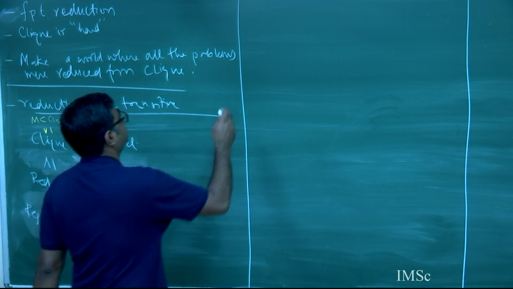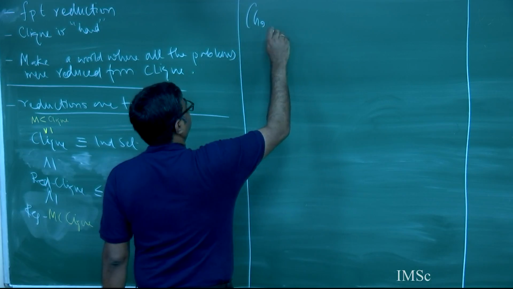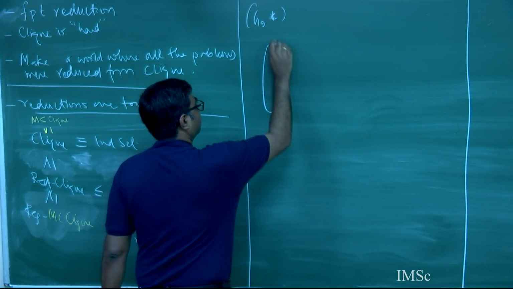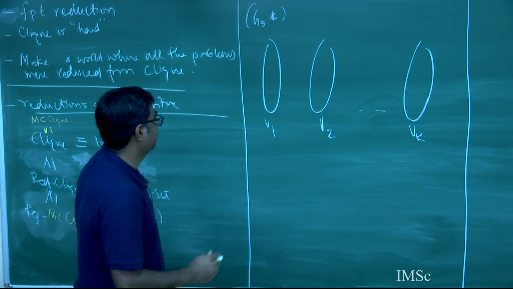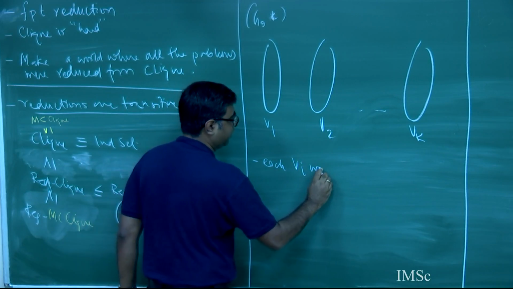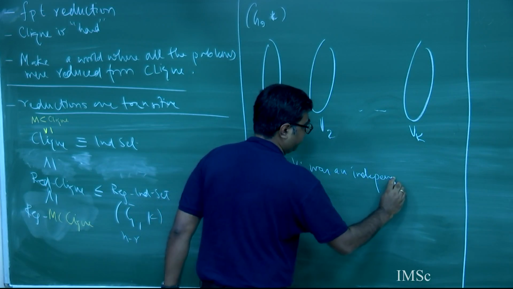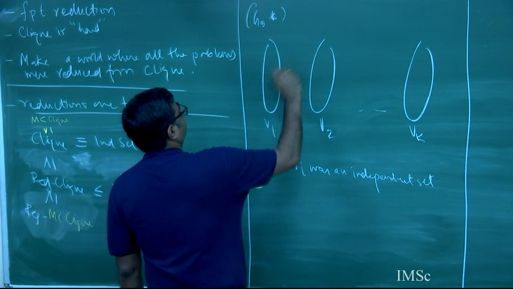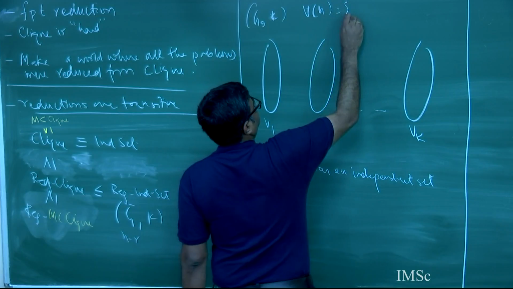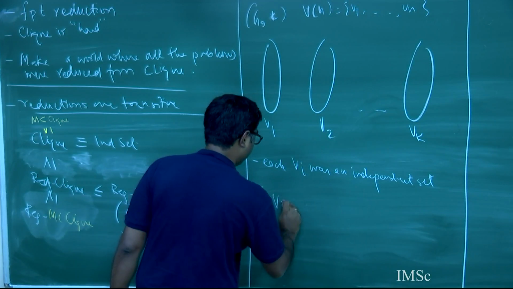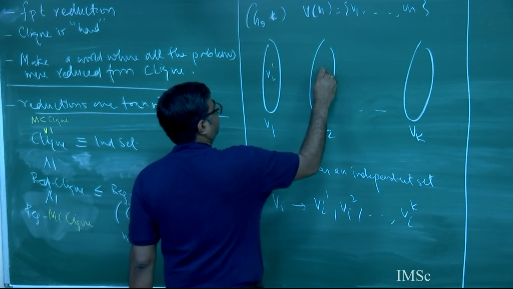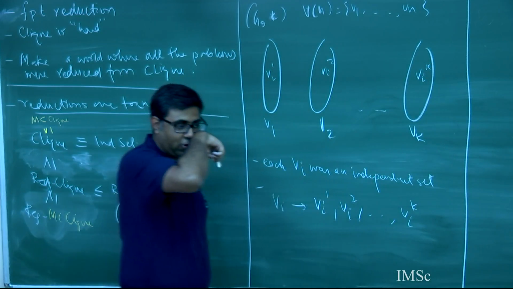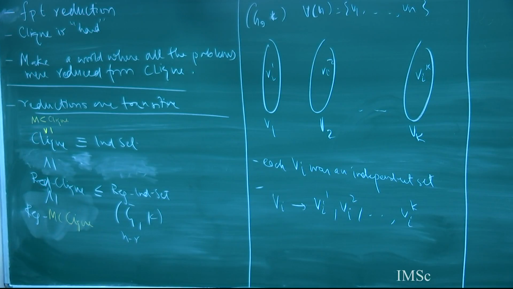What did we do? We started with an instance G, k, and we made V1, V2, ..., Vk, k copies of the vertex set. Each Vi was an independent set. So basically, suppose G had a vertex set V of G, v1 to vn; for each vi, we had copies vi1, vi2, ..., vik. And how did we give an edge between two of them? We gave an edge between a pair if the corresponding vertices had an edge in the original graph. That's all that we did, right?